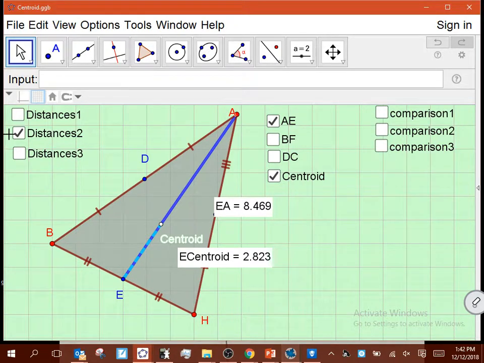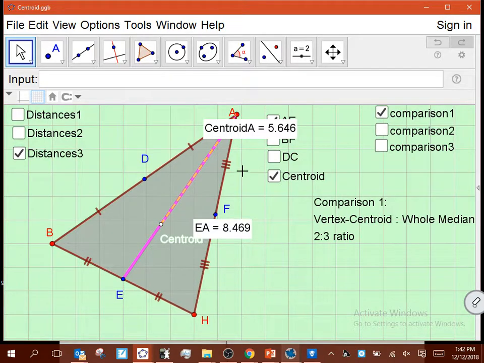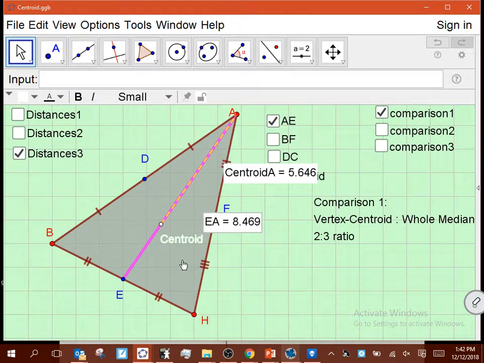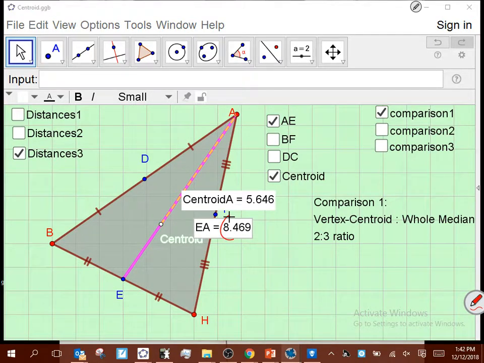If we look at those distances, the theorem says the distance from the vertex to the centroid is always 2/3 the distance of the entire median. Okay? So this yellow dotted distance is 2/3 the entire median. The way we could explain this is if I take this number here, this is the entire median, multiply it by 2/3, it's going to give you that number there, right? Okay?